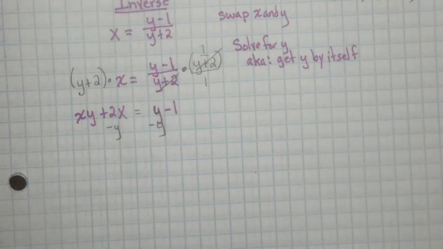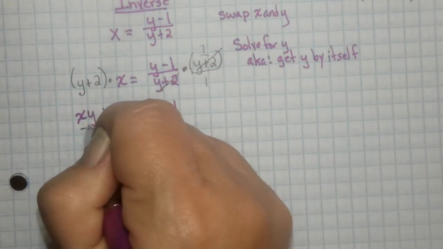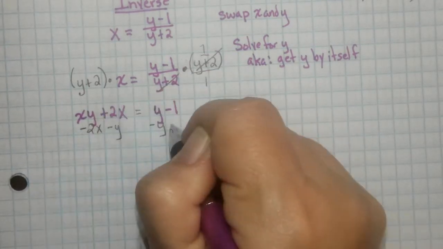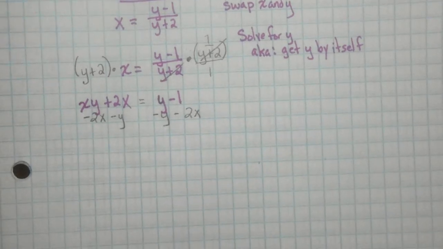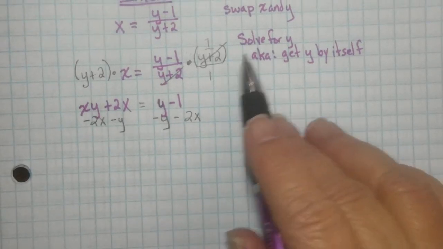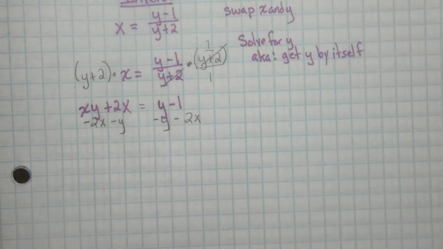And I want all my not y's to be on the right. So I'm also going to subtract 2x from both sides. You okay with me doing two steps at once? Again, I'm going for my goal, which is get all the y's on one side, get all the not y terms on another side.